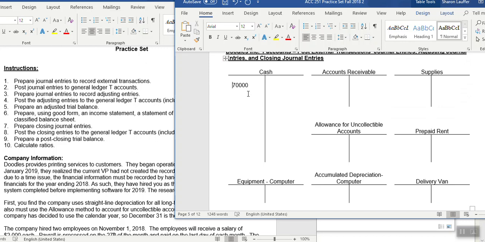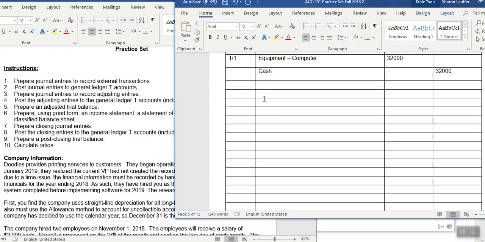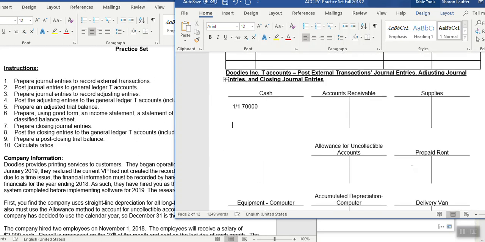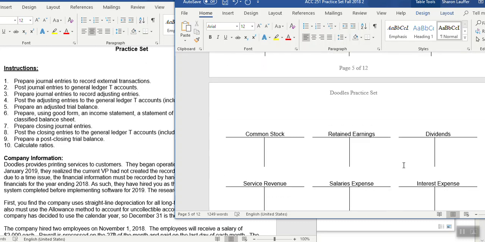You don't necessarily have to put the date, but you could if it helps you to keep up with it, just to make sure you did them all. And then we had common stock, $70,000 credit. And that was on January the 1st. So it wouldn't be a bad idea to put the date, because if you miss one, you have to go back. You can easily find what you missed.